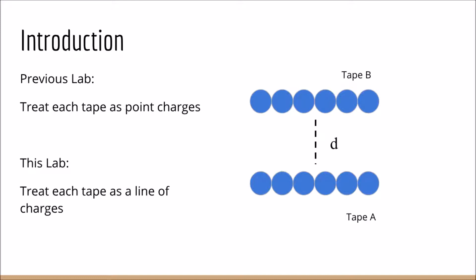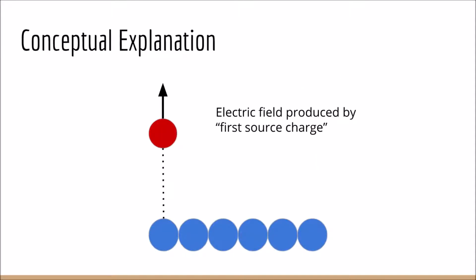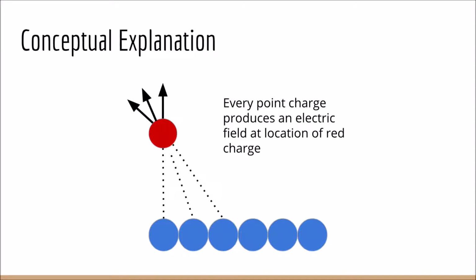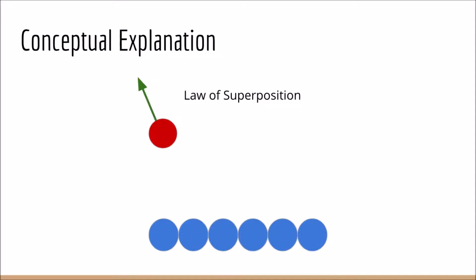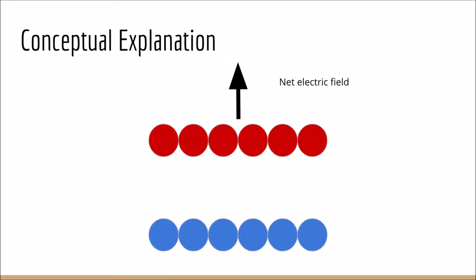Well, as shown in the diagram, each point charge along the bottom line produces an electric field. Looking at just the first point charge on the top tape, we can see that the individual point charge on the bottom tape produces an electric field at the location of the first. And according to the law of superposition, we can replace all those lines with a single net electric field at that point charge. This pattern continues for every point charge along the top tape. After summing all the electric fields, we now have the net electric field on the top line of charges due to the bottom line of charges.